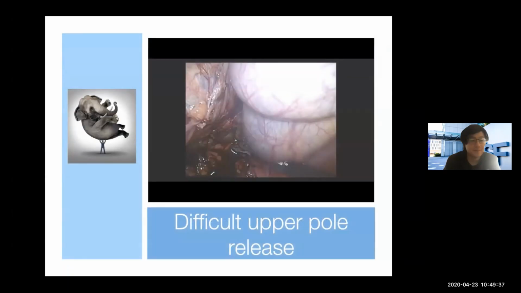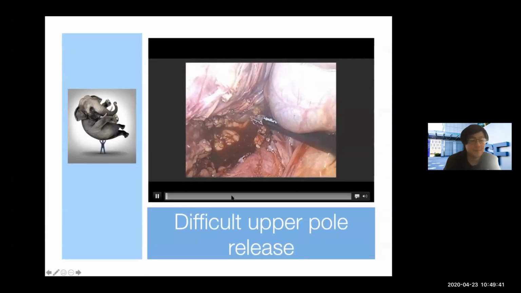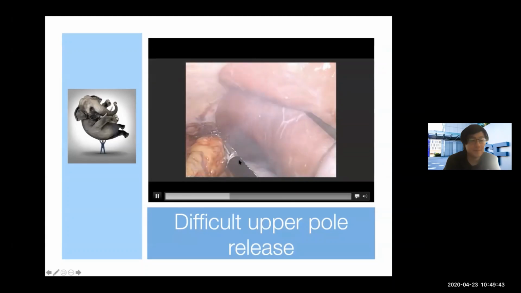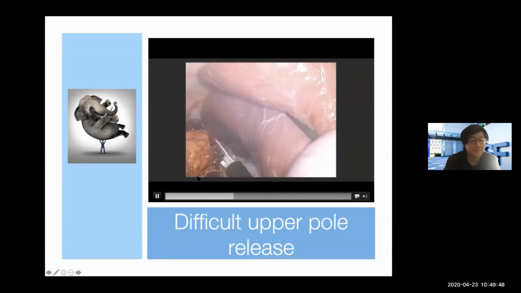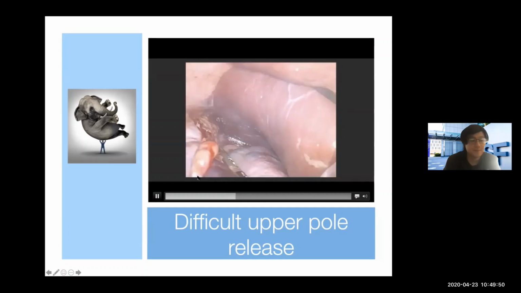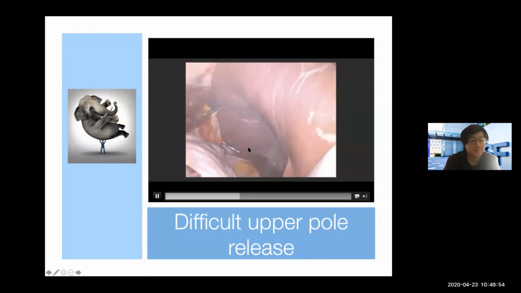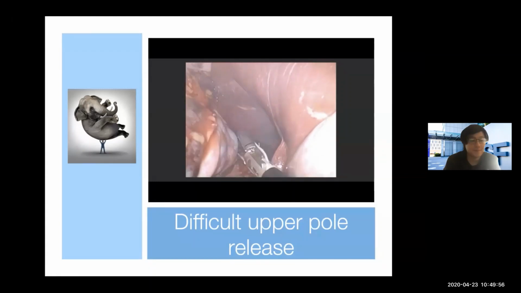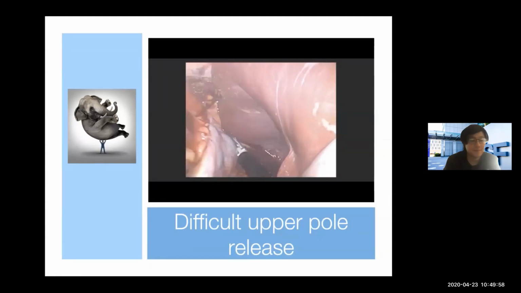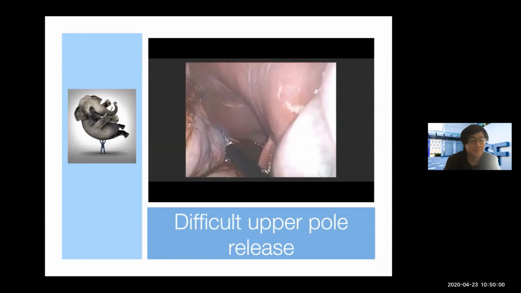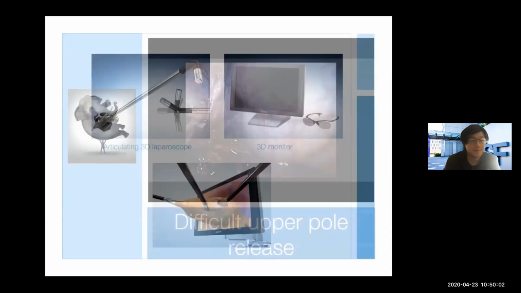So again, here's an example of a difficult upper pole release. I'll just jump ahead a little for the sake of time. You can see that you're really fighting this big kidney and having to push it down to get access to structures up here above the upper pole. So that's a very critical portion, and it can be very frustrating in these cases. So anticipate that.